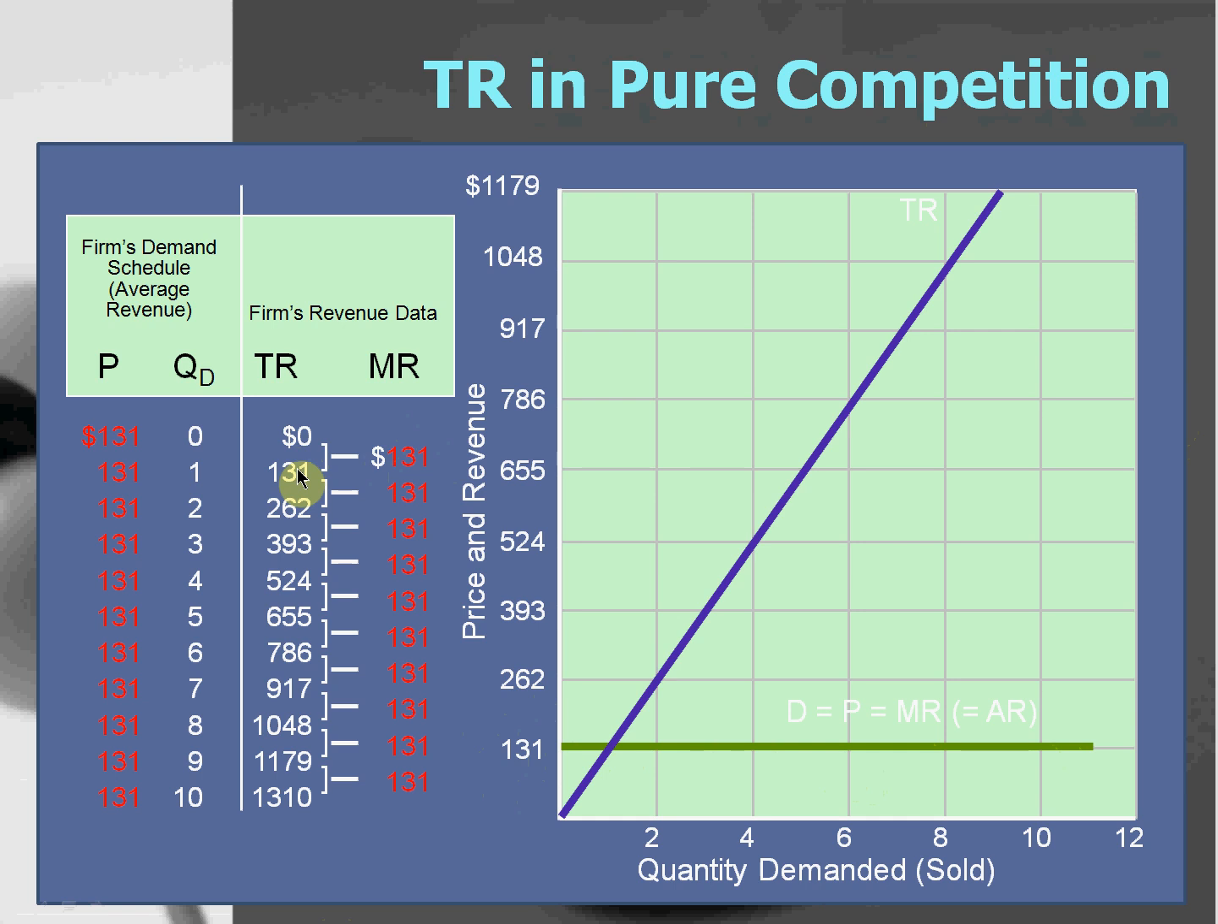Total revenue is comprised of adding up 131 for each incremental level. So from 1 to 2, we add 131, getting 262. We again then add another 131, getting 393 for the third level of production. This gives us a linear slope for the total revenue curve.